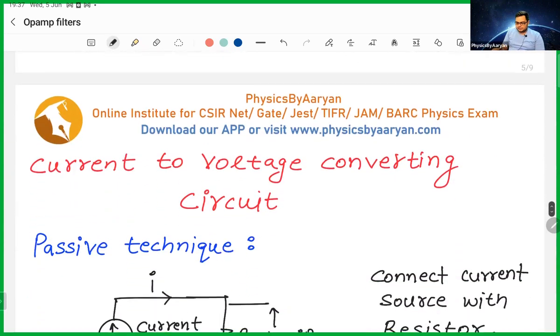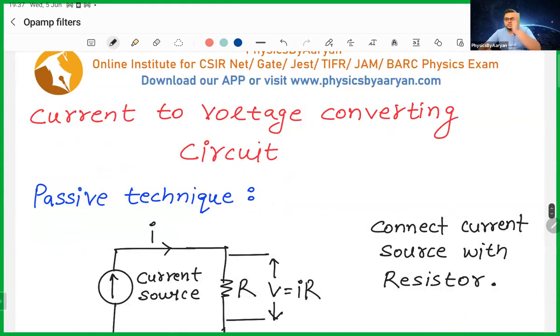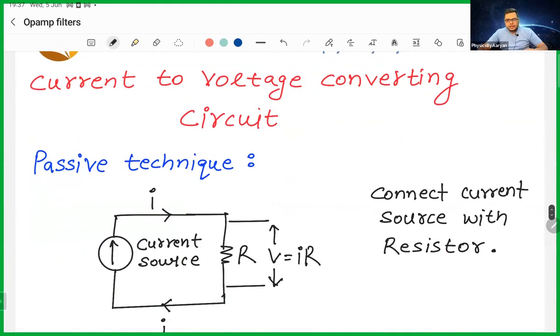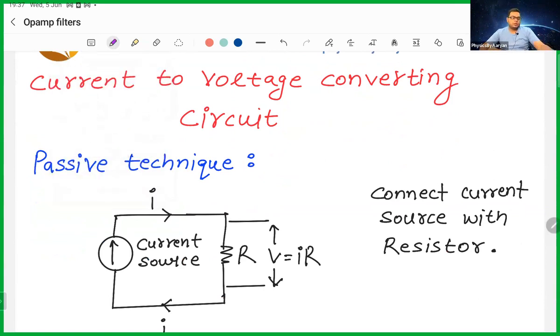Next, let's go for the next topic. The next topic is current to voltage conversion. Many times we have a current circuit. We have a current and we want to convert it into the voltage. And we have to do it in a technical way. How you can convert a current into voltage? Basically, current source into voltage.